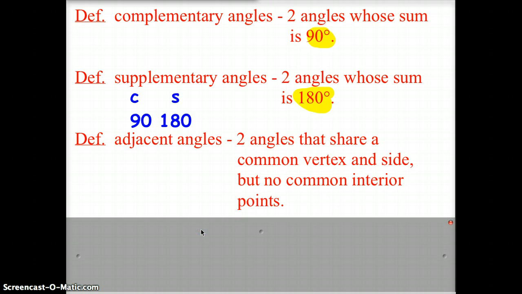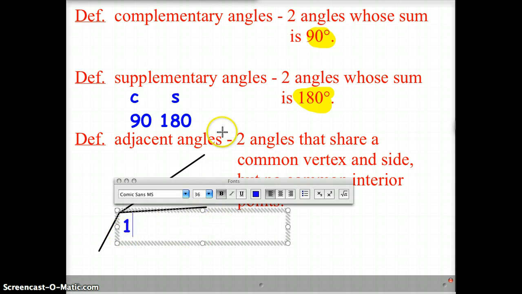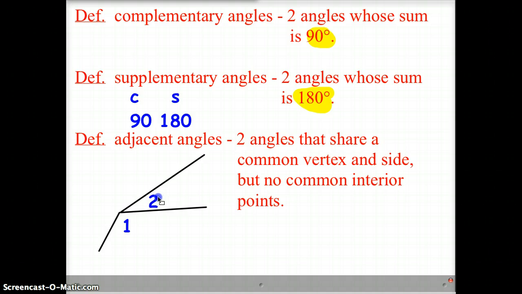Adjacent angles. Adjacent angles are two angles that have a common vertex and side, but no common interior points. So that would be something like this. Angle 1 and angle 2 are adjacent angles. They share a common vertex, or this point here. They have a common side, this side here, but they don't have any common interior points.